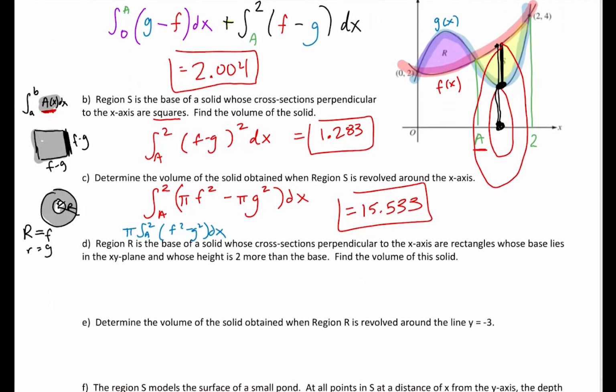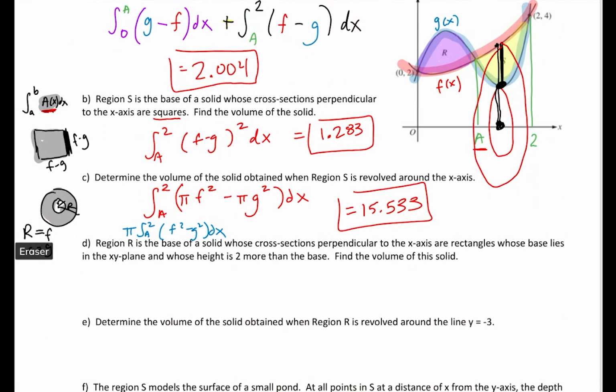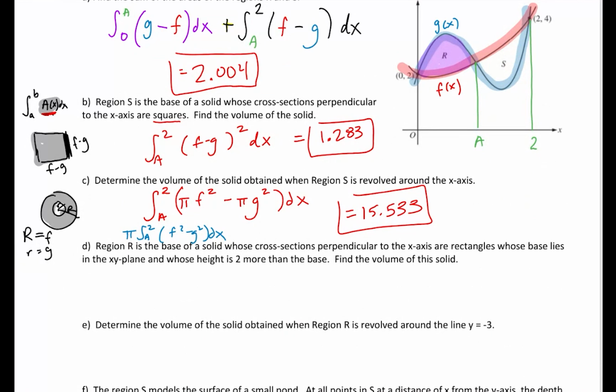Letter D. This is region R. So now we're going to leave S behind for a little bit. Let me erase some of this just to clean up our diagram. We're going back to region R. Region R is the base of a solid whose cross-sections perpendicular to the x-axis are rectangles, whose base lies on the xy plane and whose height is 2 more than the base. So here we've got a rectangle.